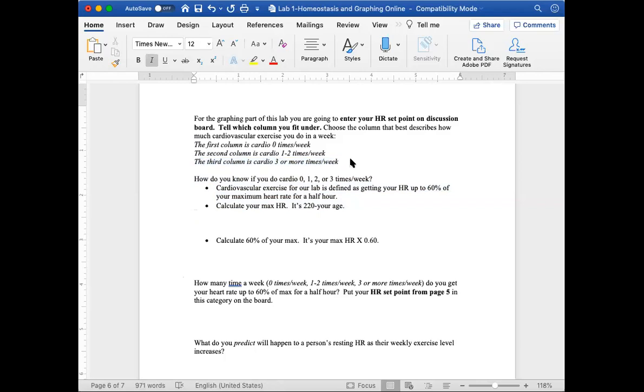All right. So once we have everybody posting their set point and what column they fit under into the discussion board, I want you guys to separate them into categories. Separate all the data points for 0 times per week, all the data points that fit under the category 1 to 2 times per week, and then 3 or more times per week. And then you're going to average all of those values in each category to come up with an average number per category.